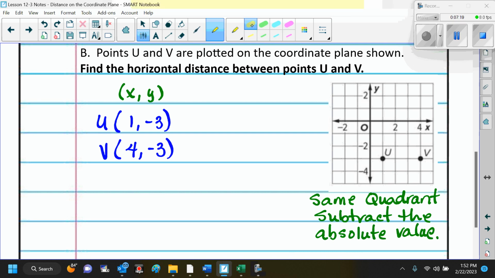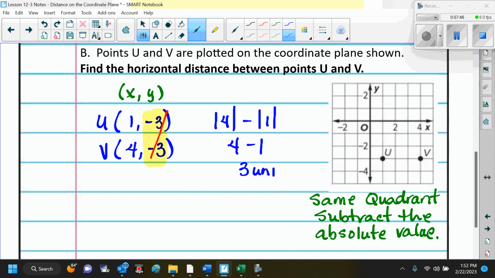So we want to subtract the absolute value. So again, you'll see that the y values are the same. Since the y values are the same, we're going to use the x values to calculate. So we're not using the y values. And we said we want to subtract the absolute values. So we want the absolute value of 4 minus the absolute value of 1. So that's 4 minus 1, which is 3 units apart. And then you can see here, 1, 2, 3 units apart.